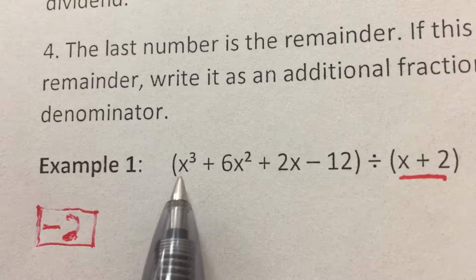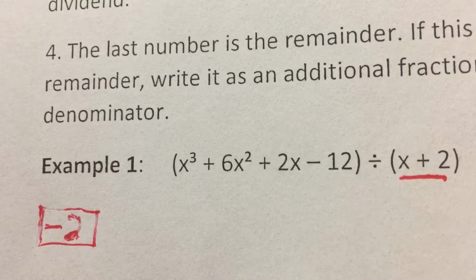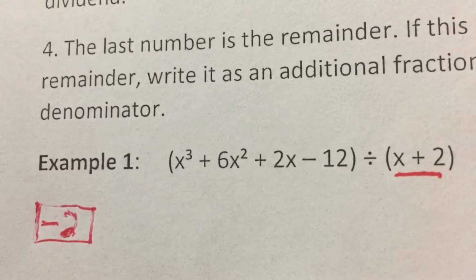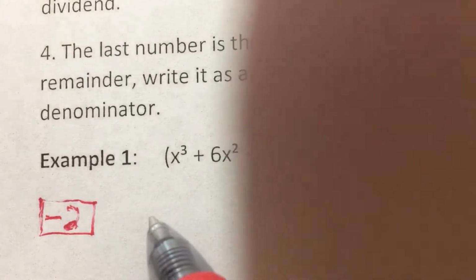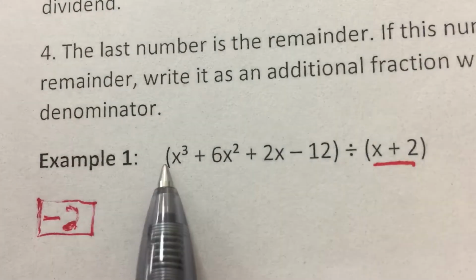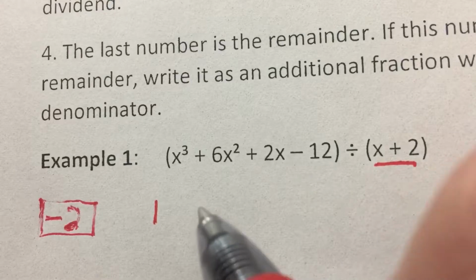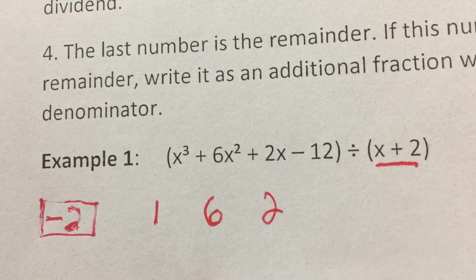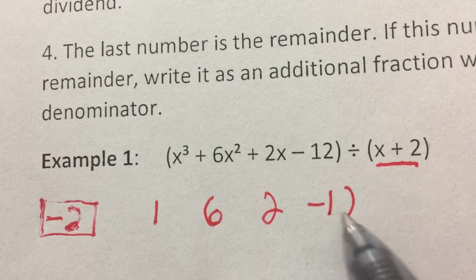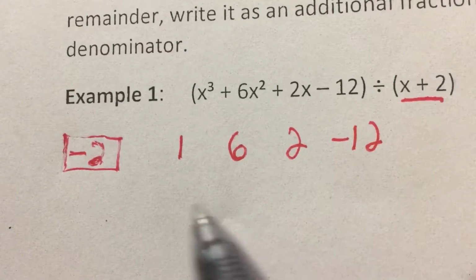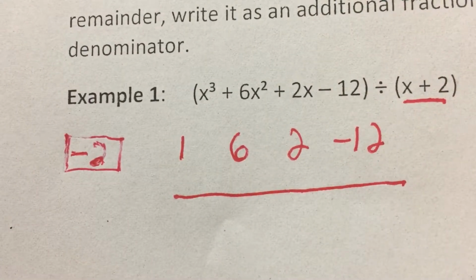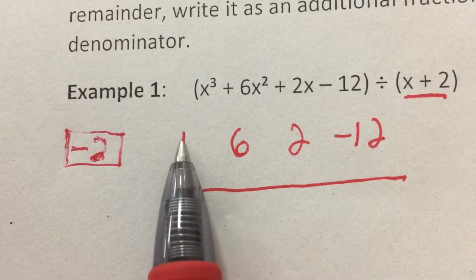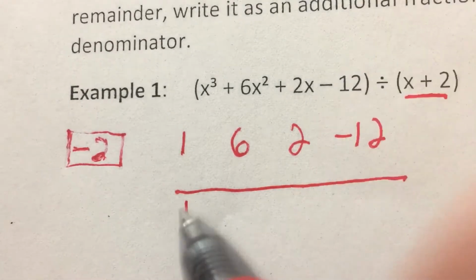I'm then going to take each one of the coefficients of this polynomial, x to the third plus 6x squared minus 2x plus 12, and I'm going to write them all next to the box numbers. That's a 1 in front of the x to the third if we don't see a number, 6, positive 2, and negative 12. Leave myself a little space. I'm going to draw a line. And the first number, we just drop it below the line.